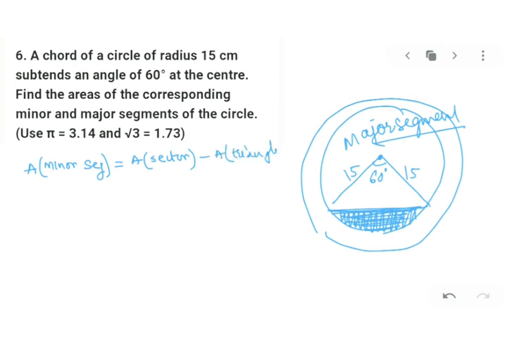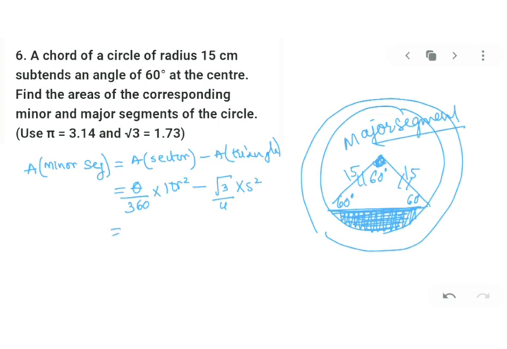So what is the area of sector? Theta upon 360 into pi r square. What is the area of triangle? Because again the central angle is 60, and these both sides are equal, being the radius of the same circle, the other angles also will be 60 and 60. Hence this will be an equilateral triangle, and the area formula is root 3 upon 4 side square.